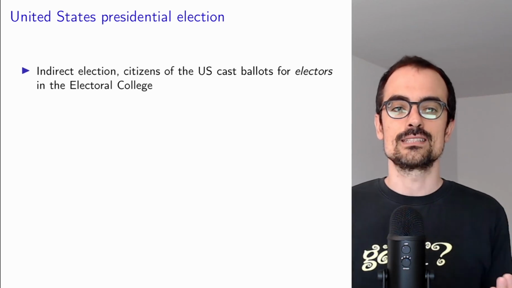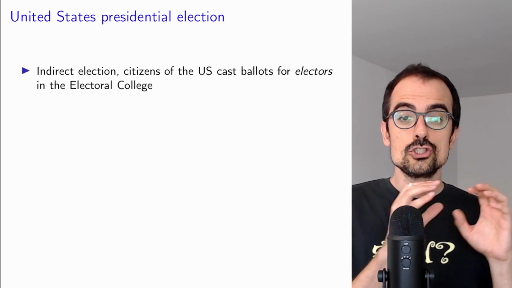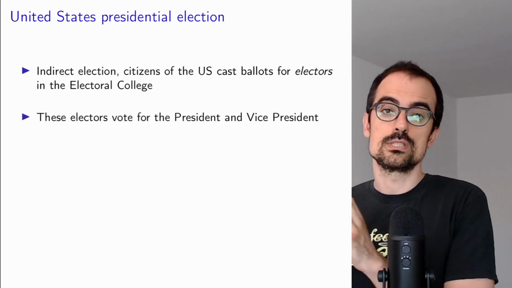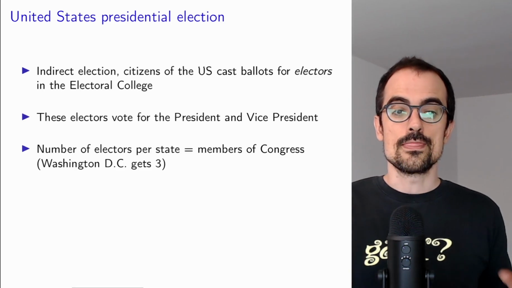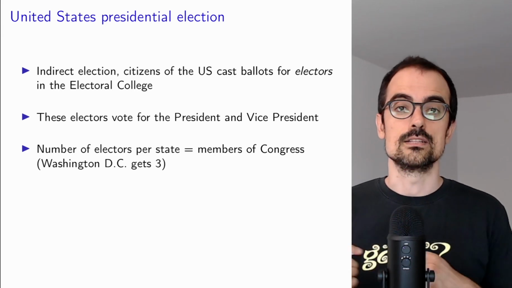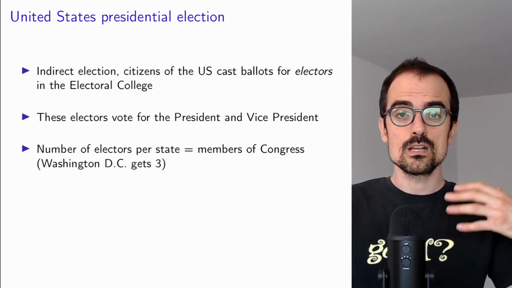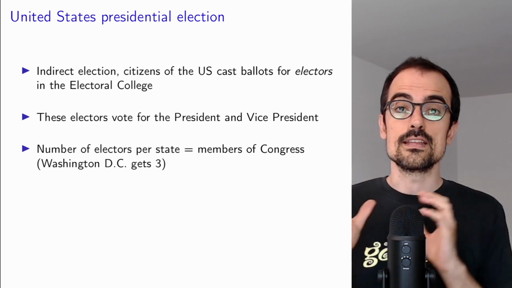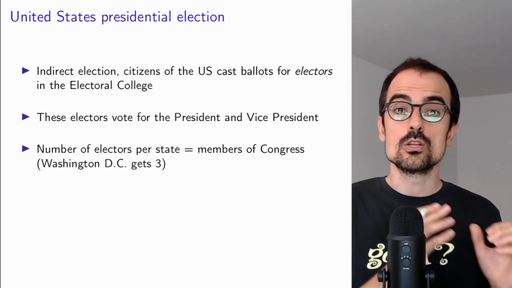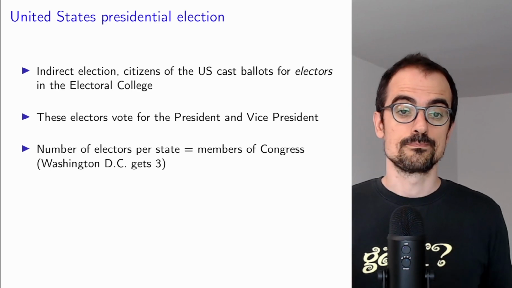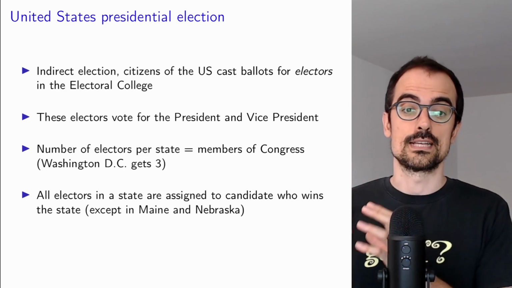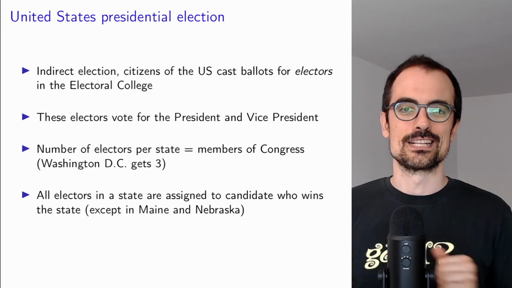This is an indirect election, which means that citizens choose electors that are in the electoral college, and then those electors choose the president and the vice president. There's a number of electors assigned to each state, which depends on the members of Congress that are assigned to that state. So in particular, large states such as Texas and California will have more electors than smaller states such as Delaware. Washington, D.C., even though it's not a state, gets 3 electors. All electors in a state are assigned to the candidate who wins that state, except in Maine and Nebraska.